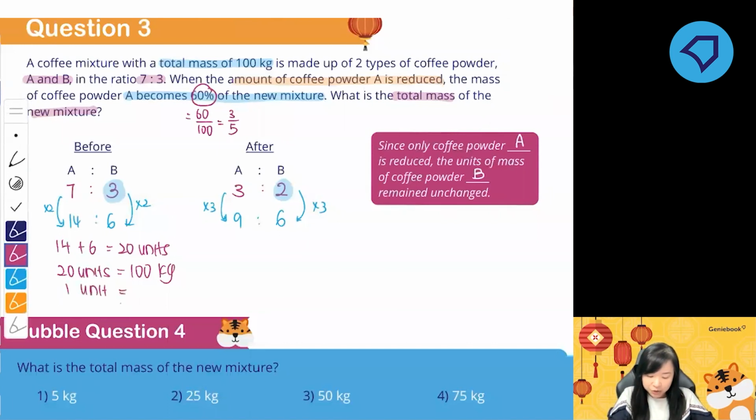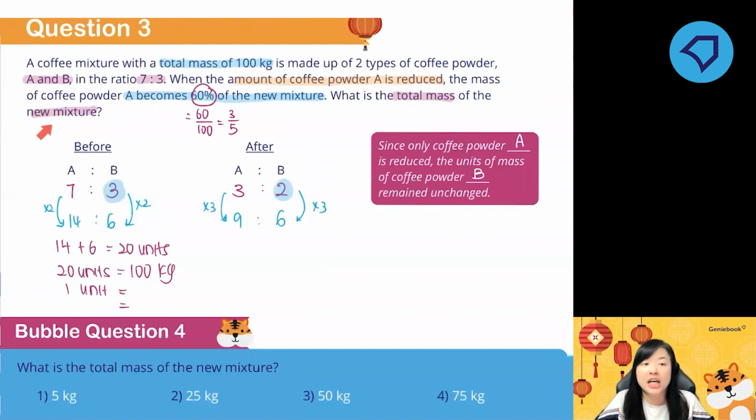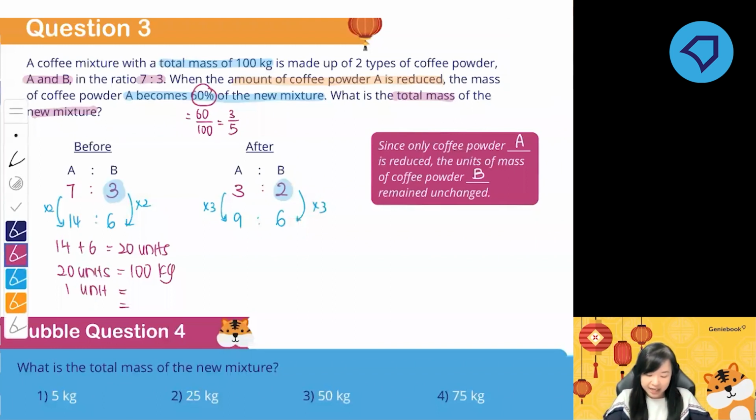How do we find 1 unit? And then you answer the question. The question asks for the new mixture. The new mixture will be over here. The total mass of the new mixture is how many units? 1 unit is 5, right? 100 divided by 20, 1 unit is 5 kg.